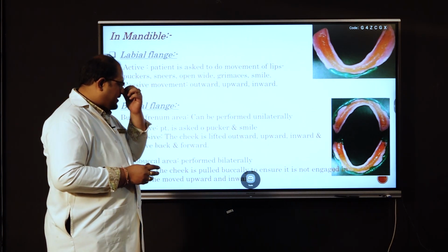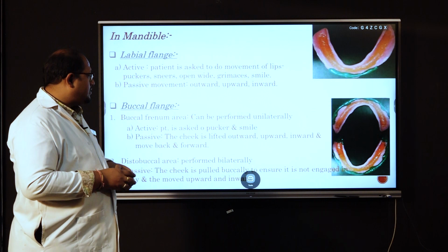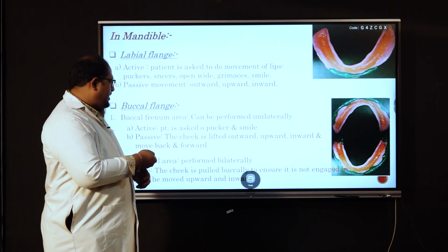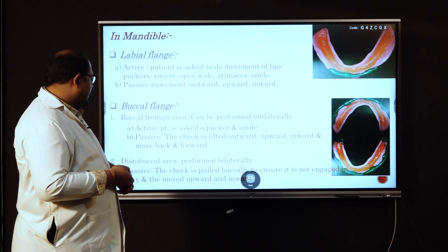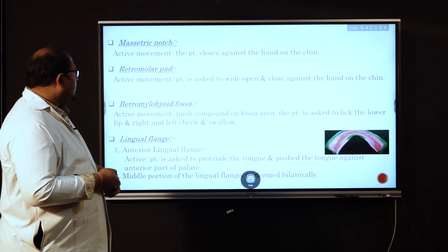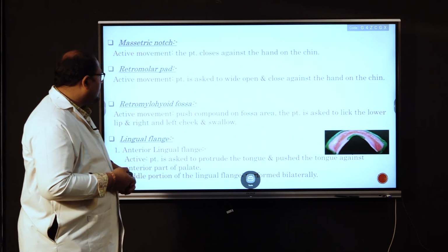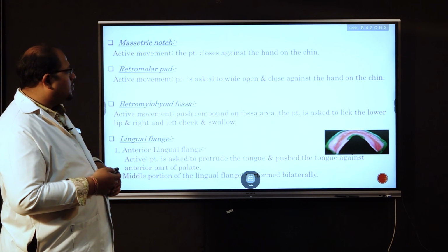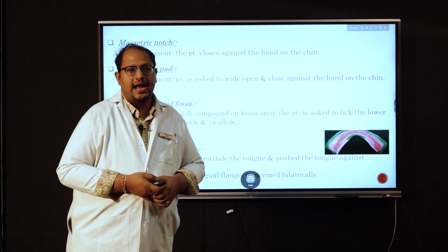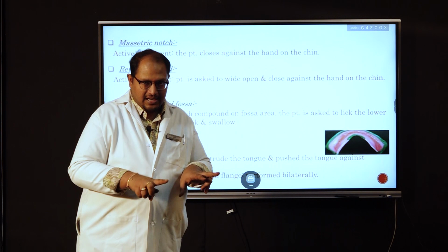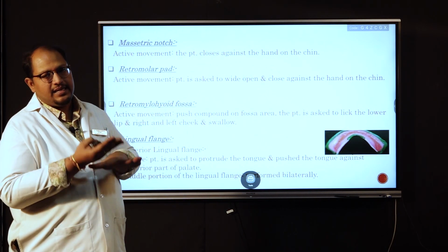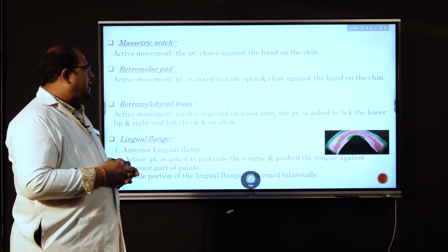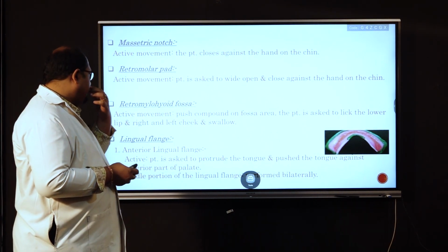So that's also called the masseteric notch area. What happens is the buccinator muscle gives a notch in that particular area, so this cheek is pulled buccally to ensure it is engaged in the tray and then moved upward and outward. So what we are talking about is the masseteric notch. We will ask the patient to close against the hand on the chin. So we are pressing it down and the patient is trying to close. Basically a negative or opposite vector of force is acting, and hence we record this masseteric notch area.